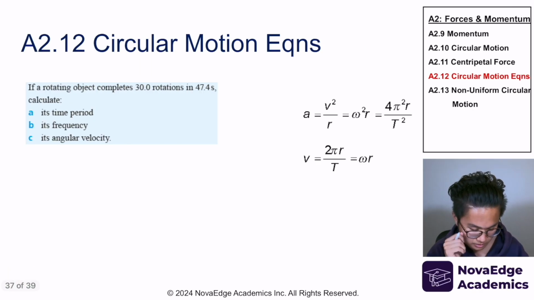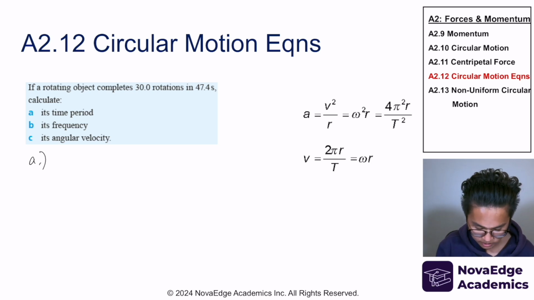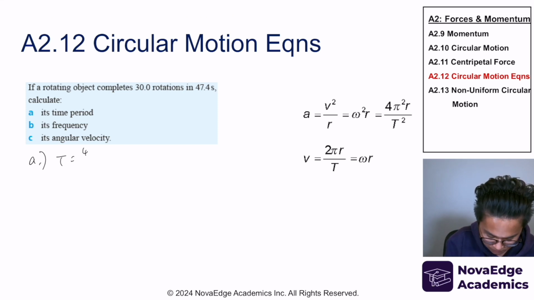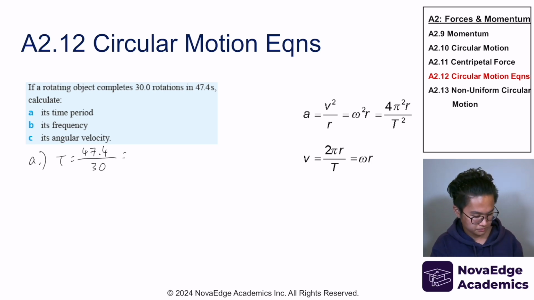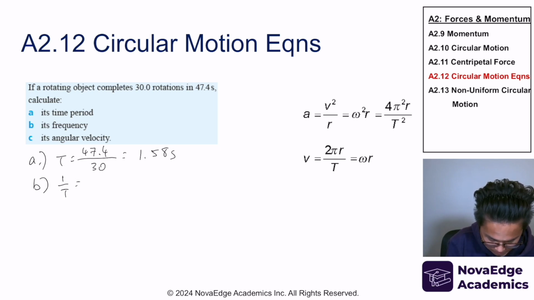Okay, another one. If a rotating object completes 30 rotations in 47.4 seconds, calculate its time period. Quite easy. In one rotation, how long does it take? T is equal to 47.4 divided by 30, which is 1.58 seconds. Frequency is 1 over T.